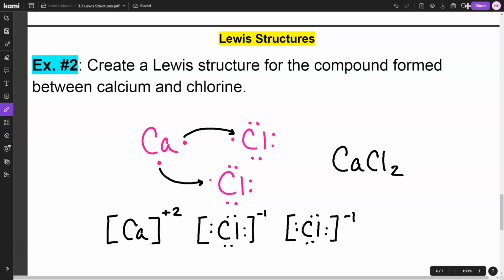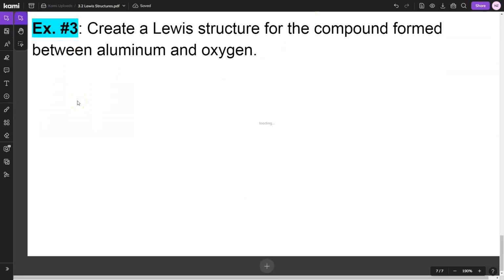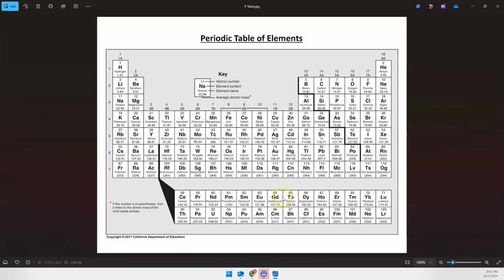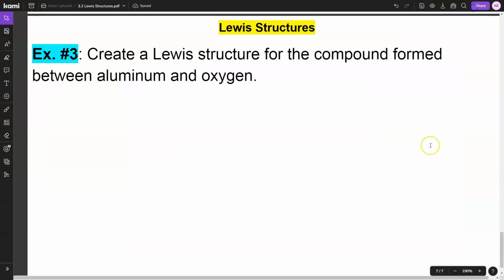All right, let's do one more. Let's do one more that is a little trickier. So let's look at this one. So it says create a Lewis structure for the compound formed between aluminum and oxygen. So again, let's look at our periodic table. So aluminum is in group 3, so it's going to have 3 valence electrons. Oxygen is in group 6. To get to 8, it needs to gain 2 more electrons, so its charge will be -2.